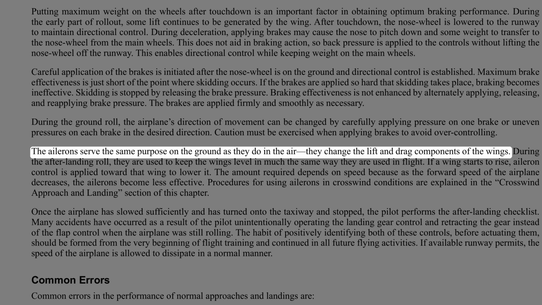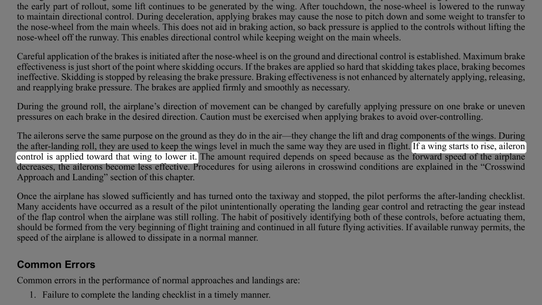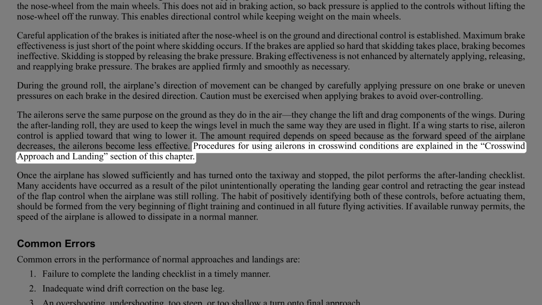The ailerons serve the same purpose on the ground as they do in the air. They change the lift and drag components of the wings. During the after-landing roll, they are used to keep the wings level in much the same way they are used in flight. If a wing starts to rise, aileron control is applied toward that wing to lower it. The amount required depends on speed because as the forward speed of the airplane decreases, the ailerons become less effective. Procedures for using ailerons in crosswind conditions are explained in the Crosswind Approach and Landing section of this chapter.